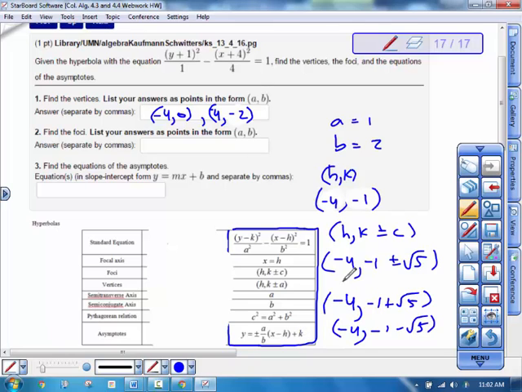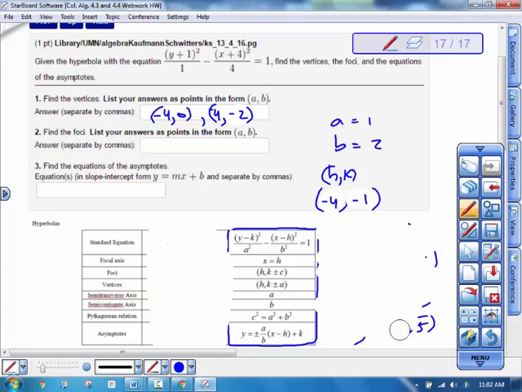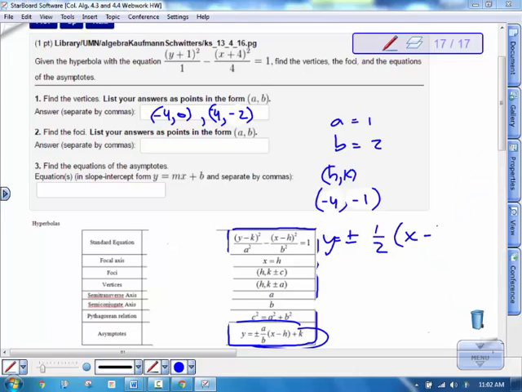All right. Last is the equation for the asymptotes. Equation for the asymptotes is right here at the bottom here. So it's just plus or minus, and then we have a over b, so that's 1 over 2, times x minus h, so the x plus 4, plus k, which is -1. So there's the equation for our asymptotes. Do positive and then do one negative separated by a comma. I know it's a lot to enter in, but those are our answers.